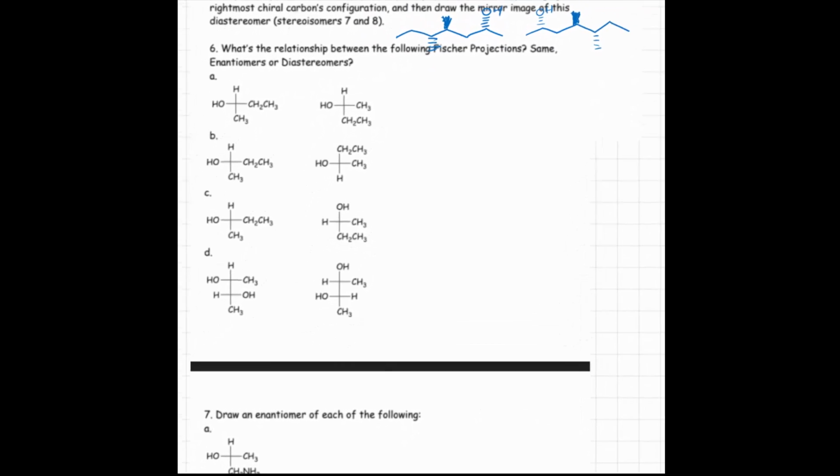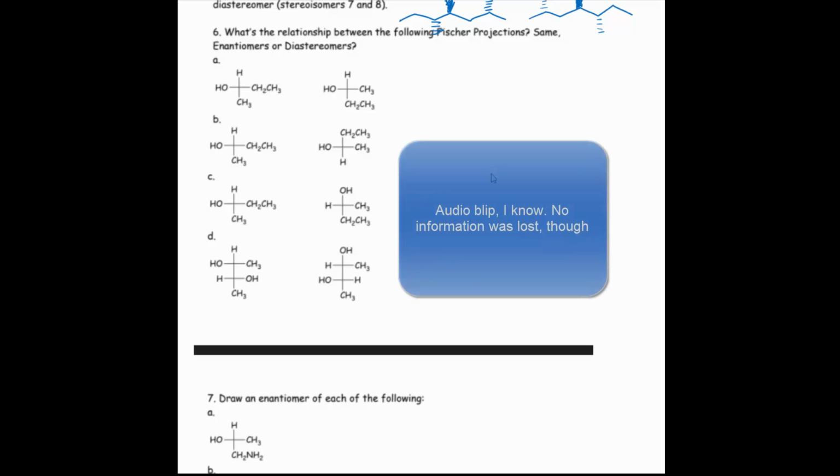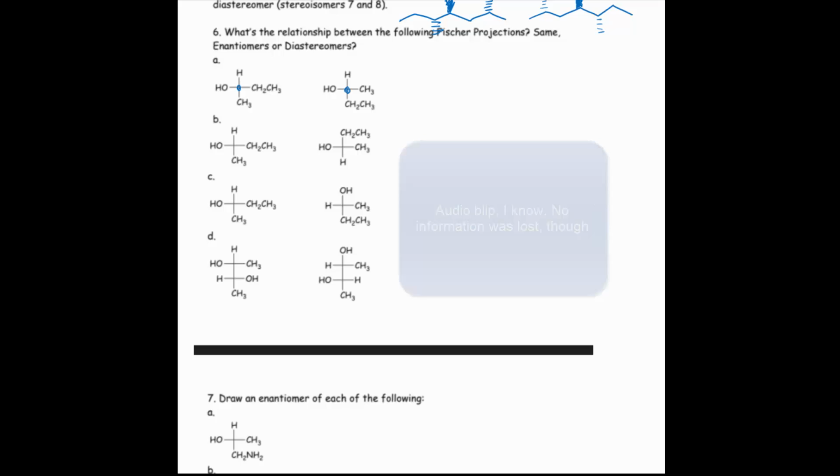Number 6, what's the relationship of these following Fischer projections? Are they the same? Are they enantiomers, or are they diastereomers? There is 1 stereocenter here, and 2 of our groups match, but 2 do not. Therefore, they must be opposite in rotation, or opposite in their stereochemistry. So these should be enantiomers.